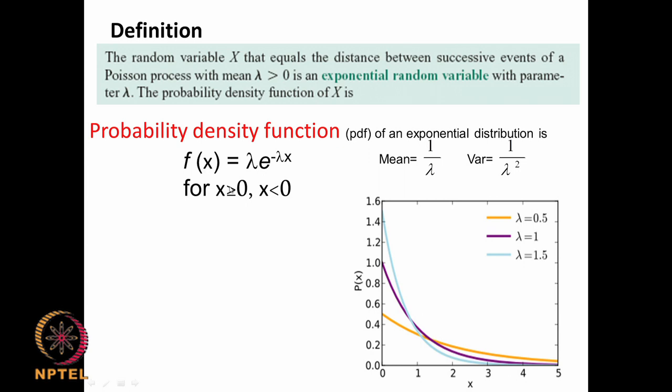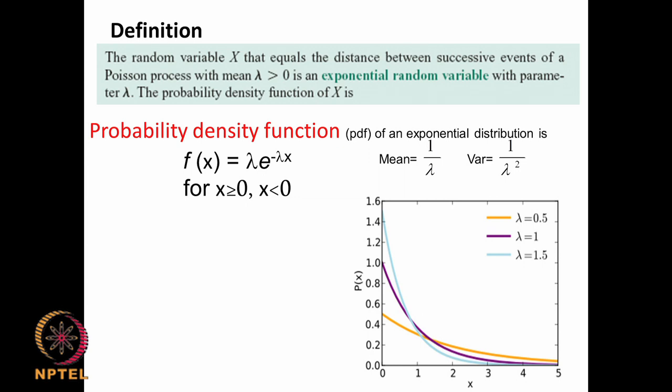X is greater than or equal to 0, and generally the graphs look like this. They will be falling down for different values of lambda. The mean for this function is 1 by lambda, and the variance is given by 1 by lambda square.